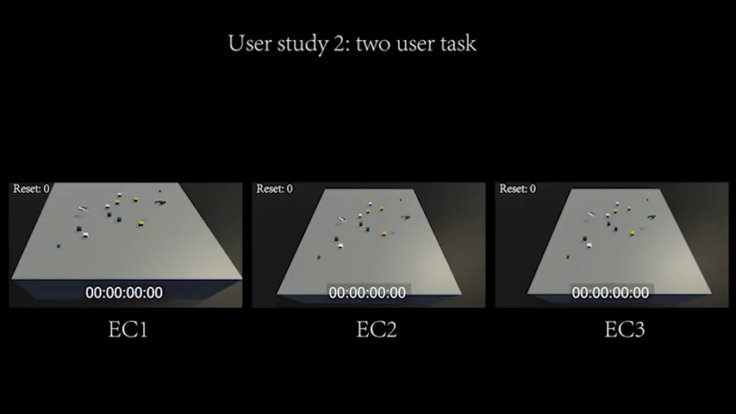The second user study is with 2 users. We compare our method with 3 different ownership strategies. Green cubes are owned by the left user, and yellow cubes are owned by the right user, while gray cubes indicate the location of props, which are not visible to the 2 users.